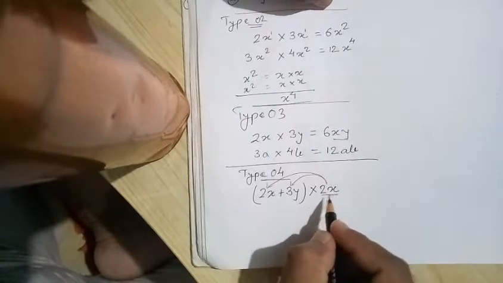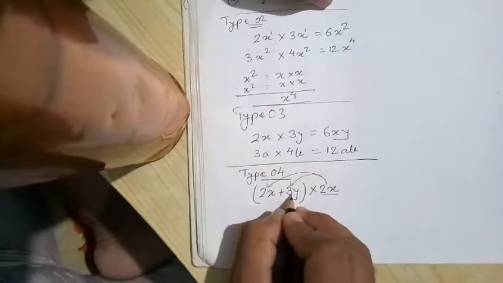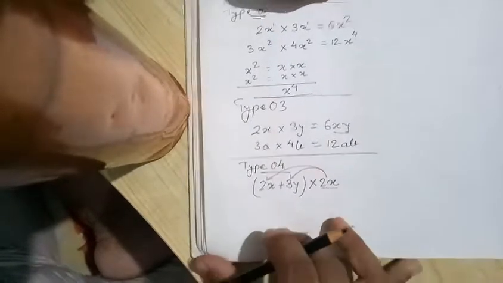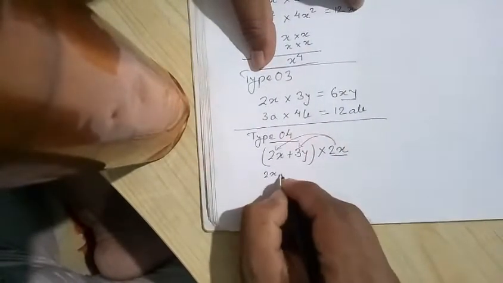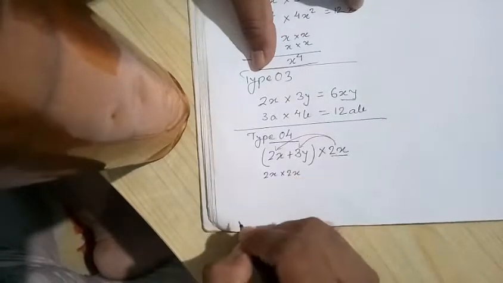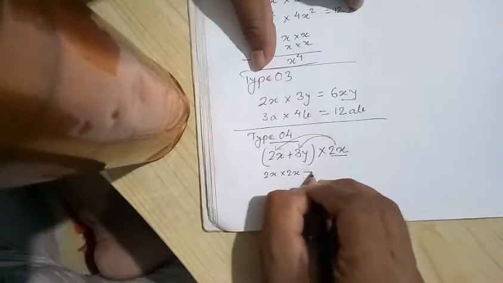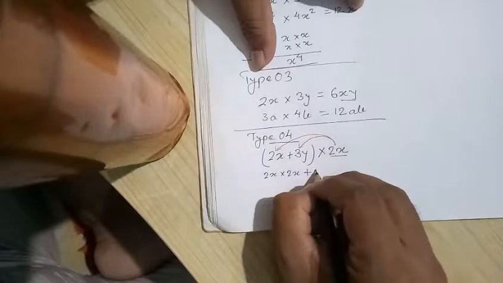So this 2x will multiply with 2x as well as with 3y. The only thing is how to write it: 2x multiplying with 2x, and which sign do we have here? Plus. So put a plus sign here. What is this?